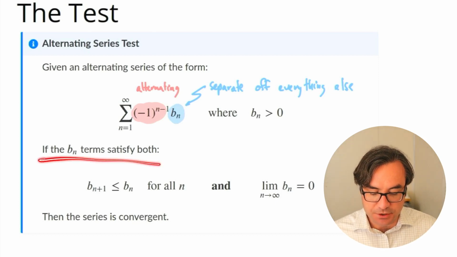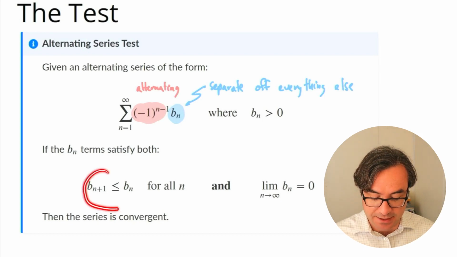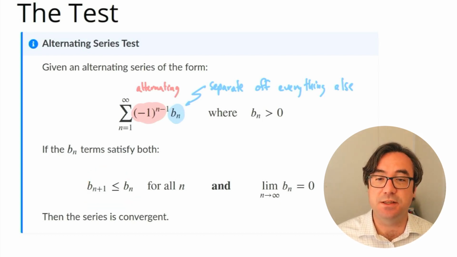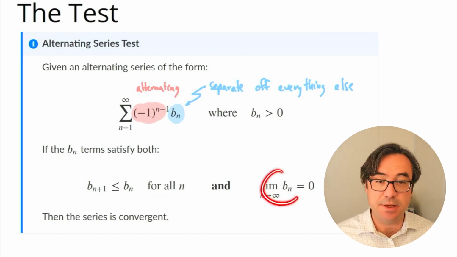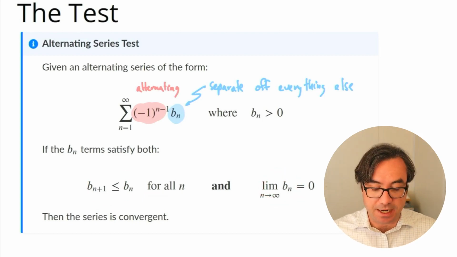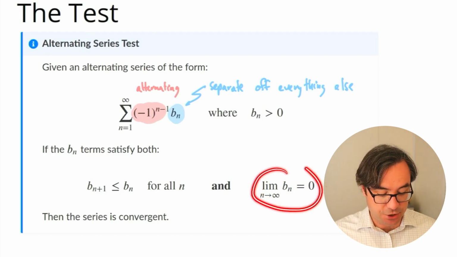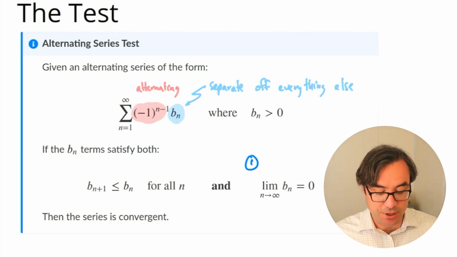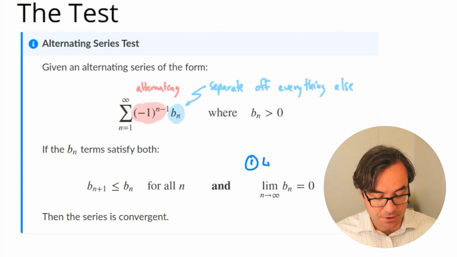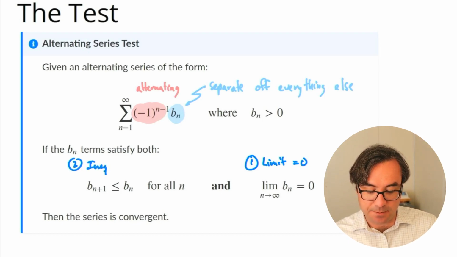There are some things we need to check in order to use this alternating series test. We have to show that bn plus 1 is less than or equal to bn for all n, and the limit of bn is equal to 0. So there are two things we want to check here. Usually it's better to show the limit of bn is 0 first, so we usually do that one first. We want to show that the limit is equal to 0, and then we want to prove the inequality.